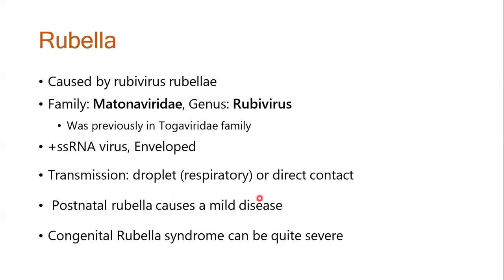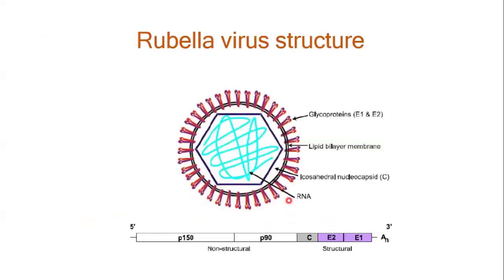Postnatal rubella causes a mild disease. Congenital rubella syndrome can be quite severe. So this is if the mother had rubella, then the child got it. Okay, that is the one that is quite severe. So here's the rubella structure. As you can see, it is icosahedral, so 1, 2, 3, 4, 5, 6 sides. And then here's the RNA virus. We said it's a positive single-stranded RNA virus. And then here are the glycoproteins.